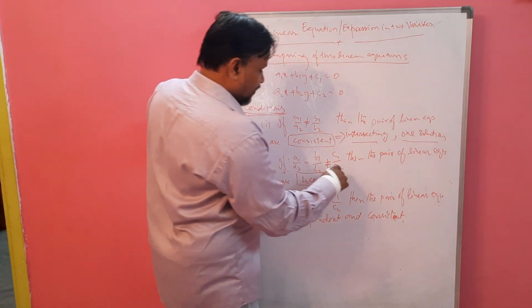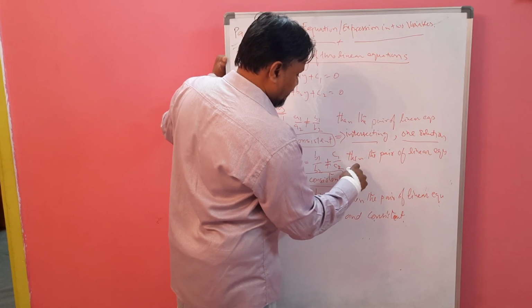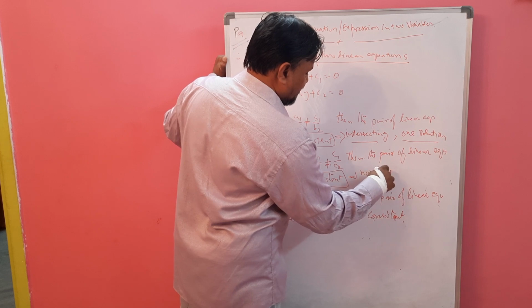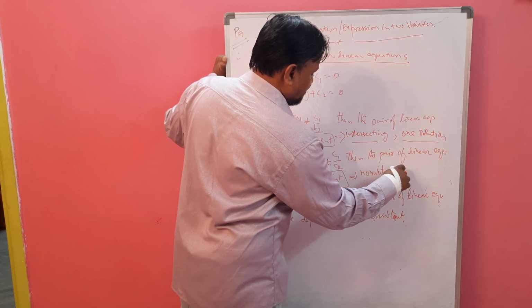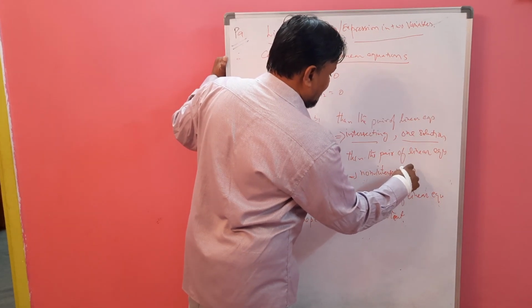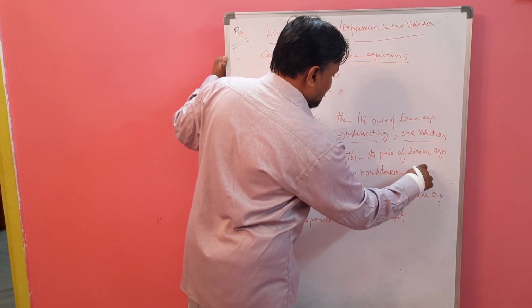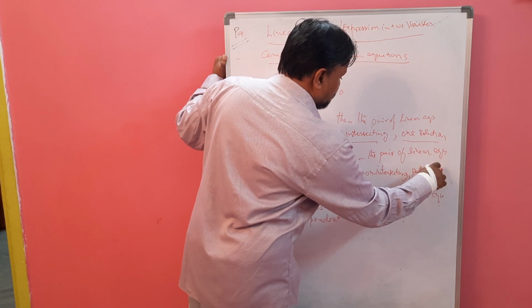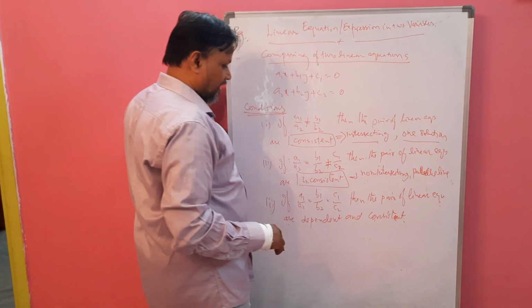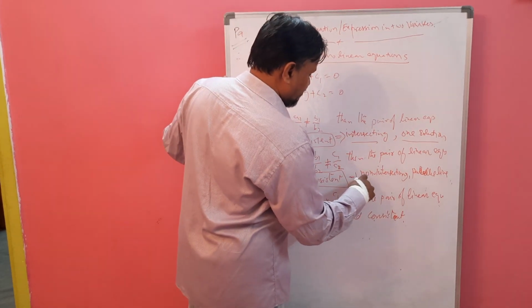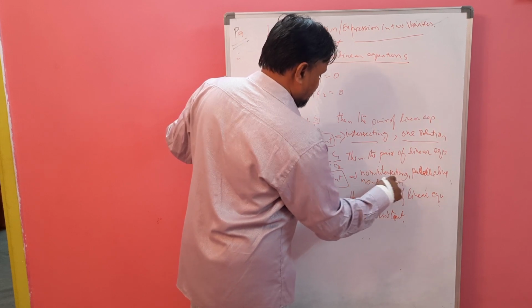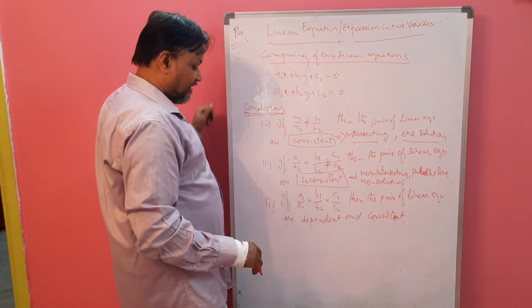In the other case, the lines are non-intersecting, or we can say they are parallel lines. These two lines are called parallel lines, and they have no solution. That's why it is called inconsistent.